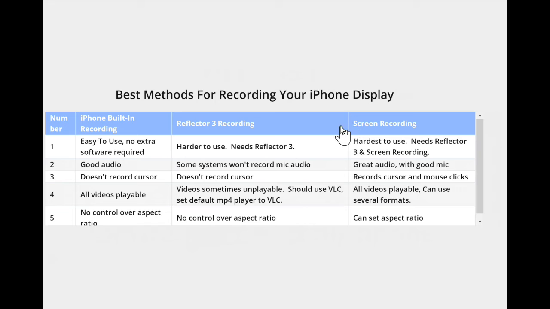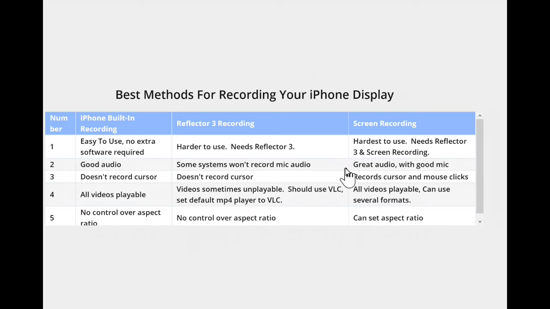Now the last method is using a screen recorder, and it's the most complicated and hardest to use because what you do is you fire up Reflector 3 to mirror the iPhone display to your PC screen. Then you fire up a screen recorder to record the part of the screen that the mirror display is on. Now this is the most flexible way. It's the hardest to use. And again, it needs Reflector 3 and the screen recording program. I use a CyberLink screen recorder that's part of their video editor package.